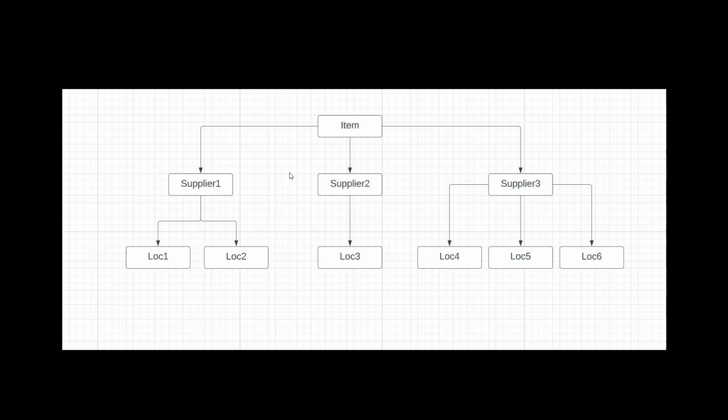So this one-to-many relationship between item and suppliers is called as the parent-child relationship, in which the first table, the item master table, acts as a parent table or parent record, and the second record, which is the item supplier information table, acts as a child record.